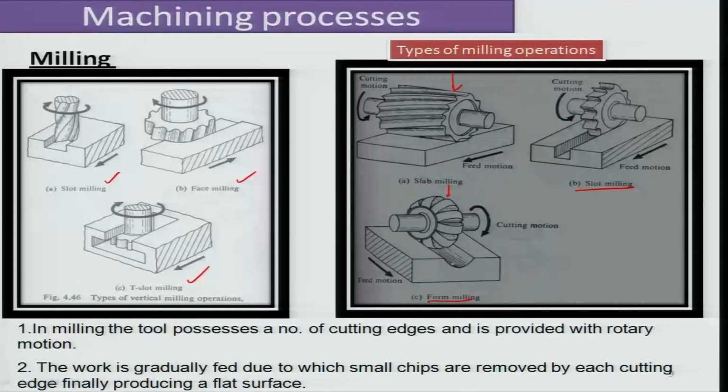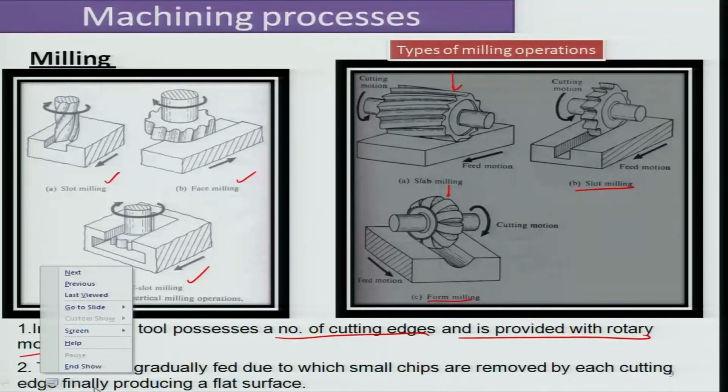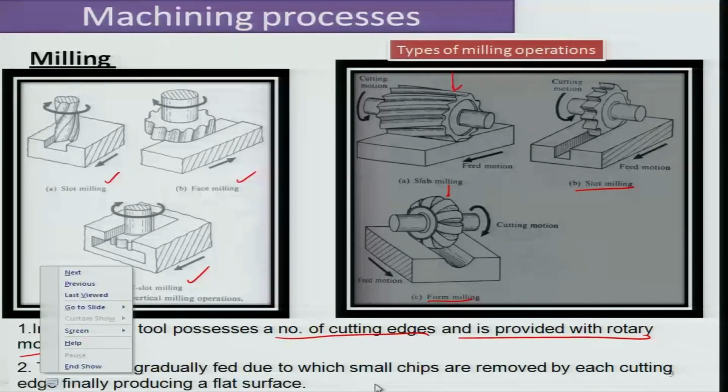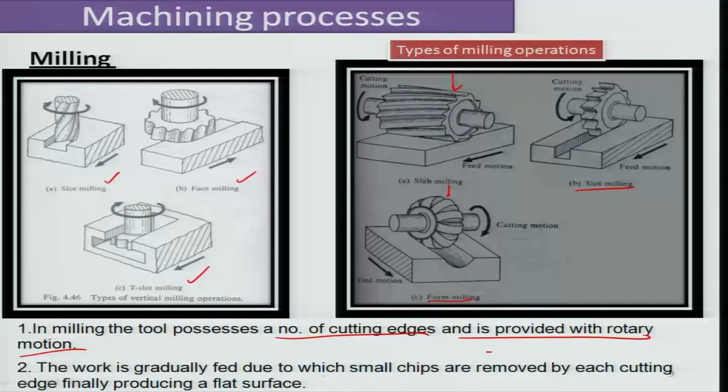So, the same operation of a rotating tool, which is a multi-point cutter, is being utilized in various forms to obtain different kinds of peeling operations in the milling system. In milling, the tool possesses a number of cutting edges. It is provided with a rotary motion. The work is gradually fed, due to which small chips are removed by each cutting edge, and finally it produces a flat surface.